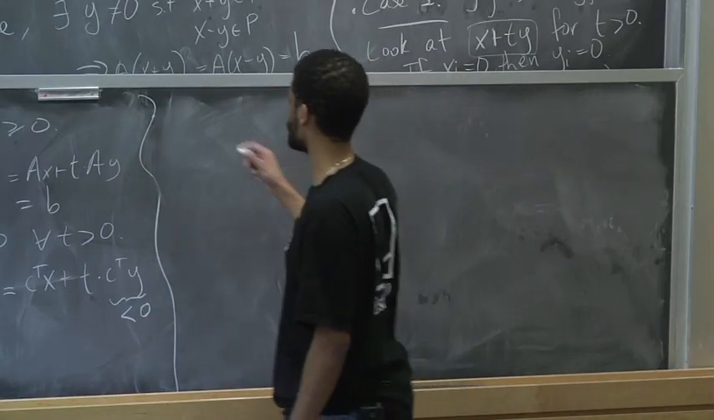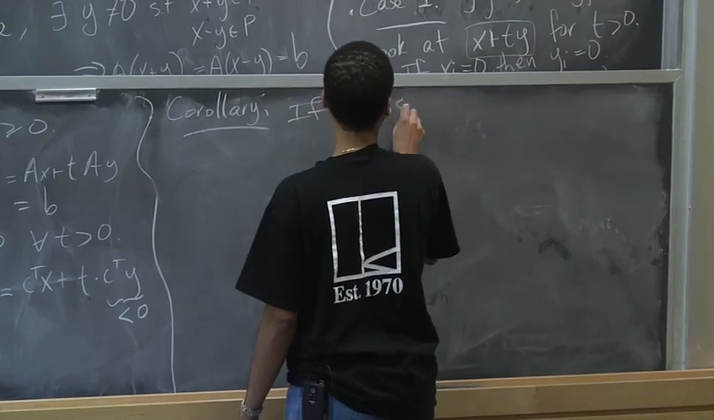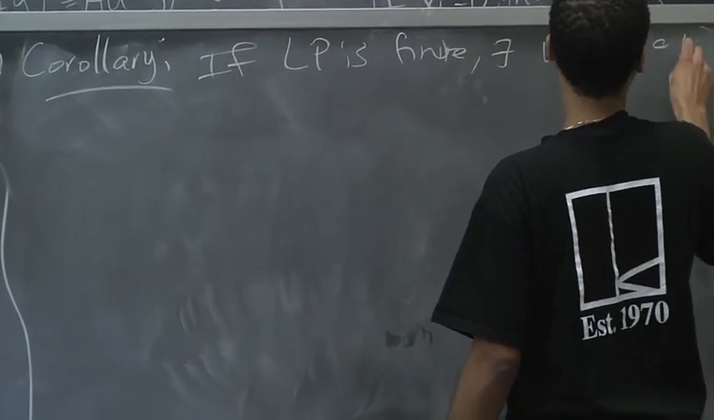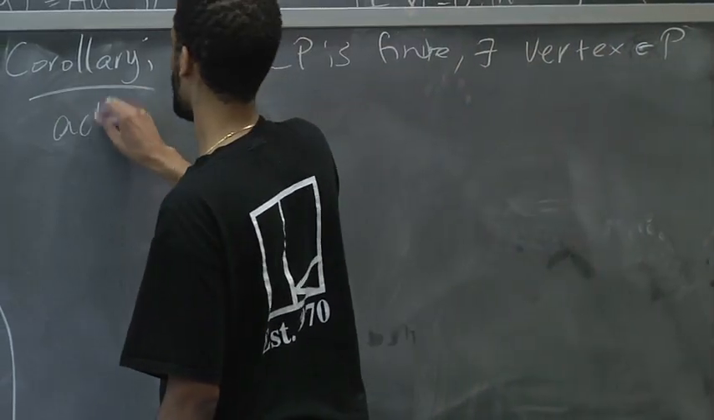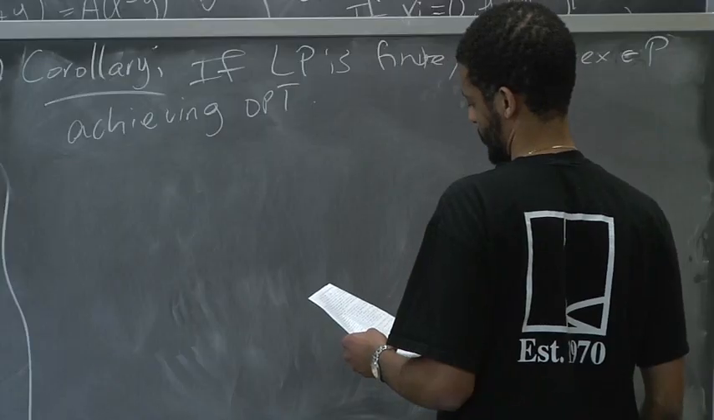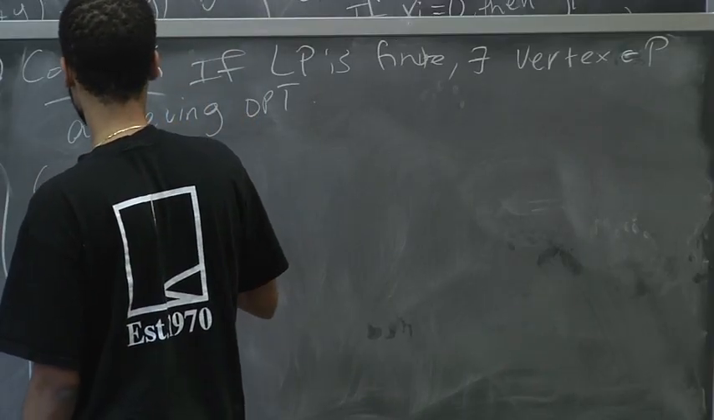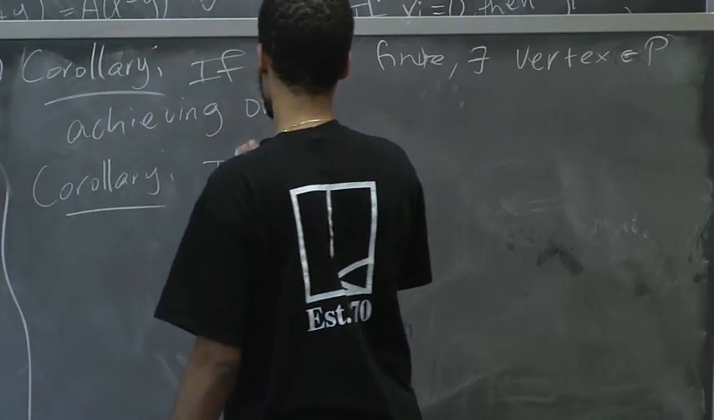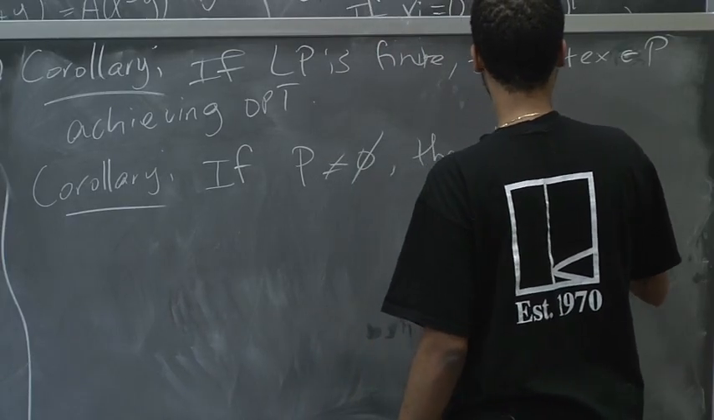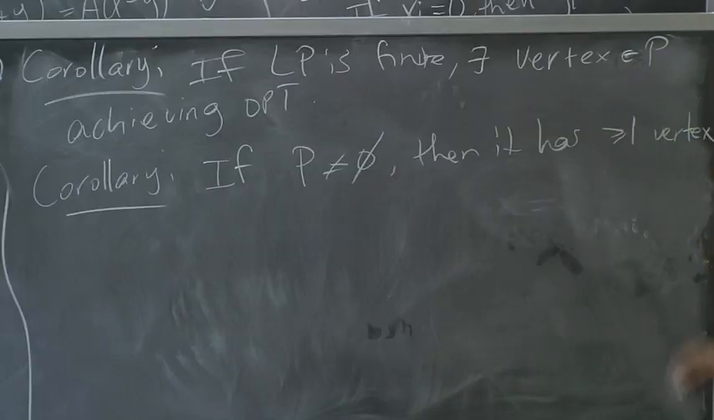Okay, so the corollary here is that if the LP is finite, there exists a vertex in P achieving opt. And here's another corollary. If P is non-empty, then it has at least one vertex. Okay, why is this true?